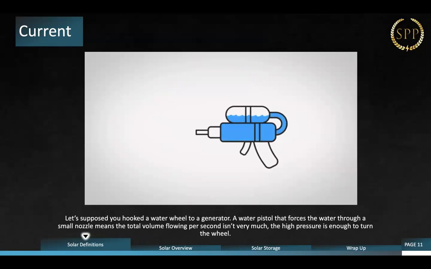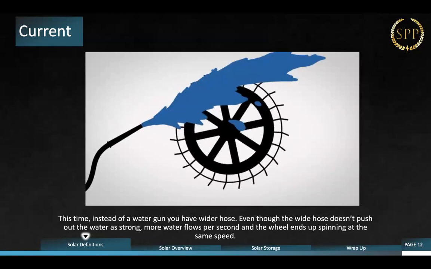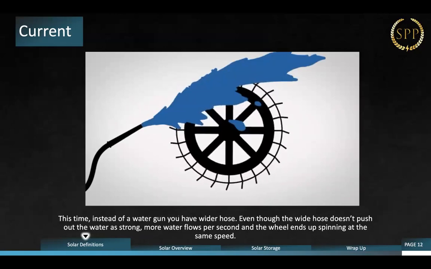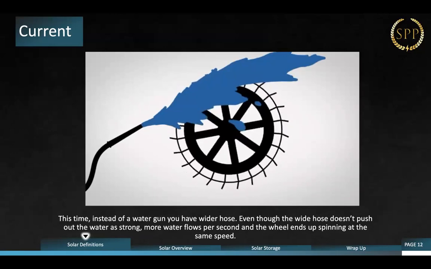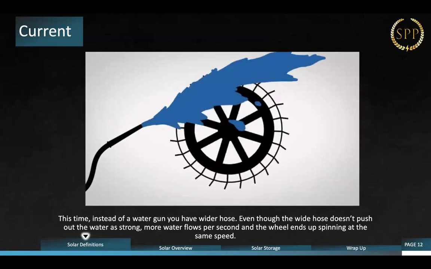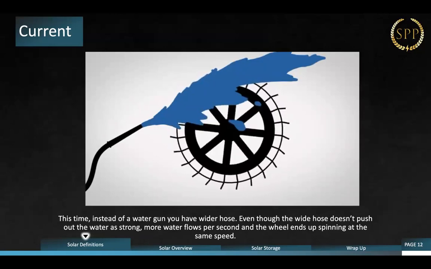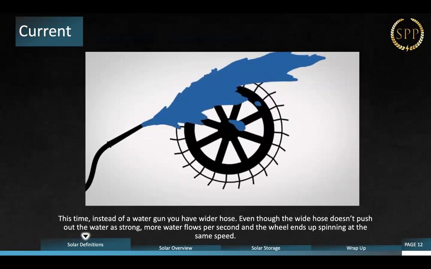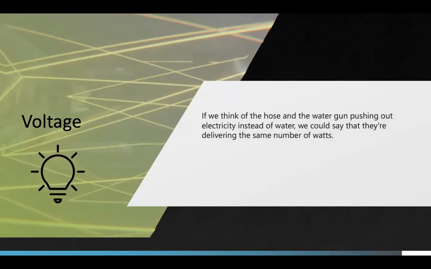So now let's replace the really small nozzle with high pressure with a garden hose, which is a lot wider of a nozzle, right? So even though the wide hose doesn't push the water out as strong, more water flows every second, and it ends up spinning the wheel at the same speed. So what does this mean for electricity? Well, it means they're creating the same wattage. That's the important part. Okay.